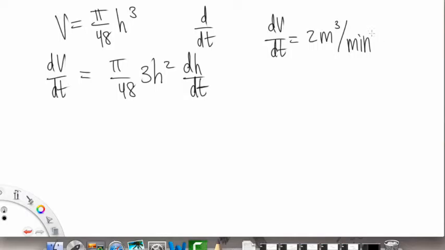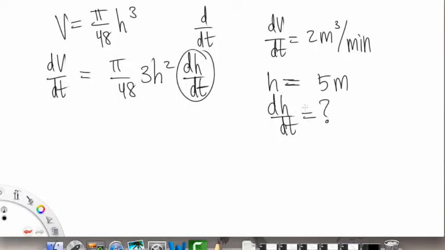So 2 meters cubed per minute, and we know that our instantaneous height, the one we're studying, is 5 meters. Remember, the water was 5 meters deep. And the last thing that we wanted to find was dH/dt. How fast is this water level rising? That's fine being an unknown for now. So let's plug this in and solve for dH/dt.